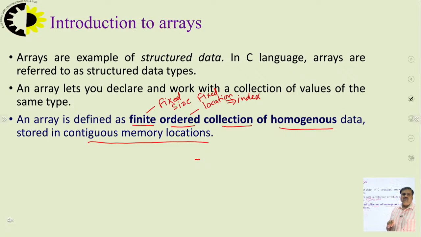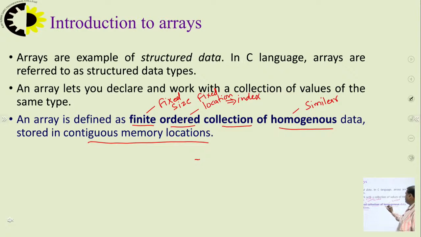Next thing is collection of homogeneous data. Homogeneous means similar kind of data, like we can have an array of characters, an array of numbers, or an array of structures like books, an array of books. So, we can have an array, but every element of that array will be of similar type, like we said, an array of marks. So, every mark is of the same type.